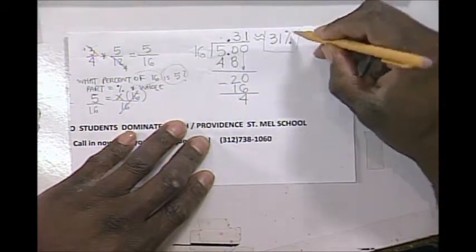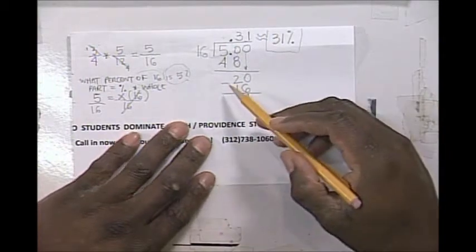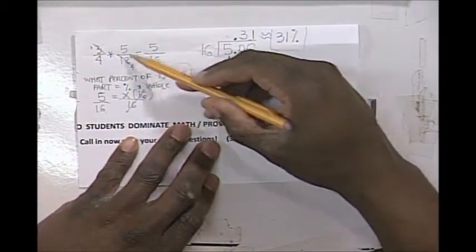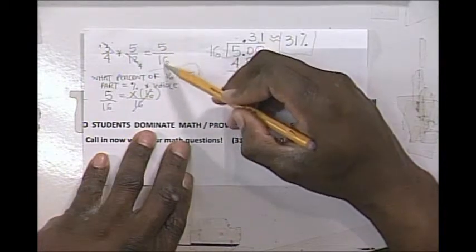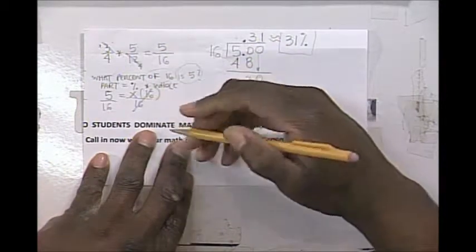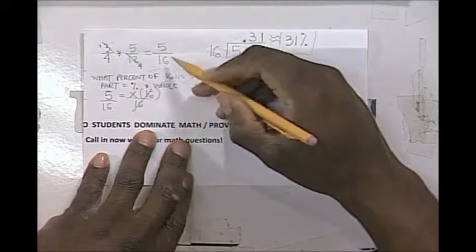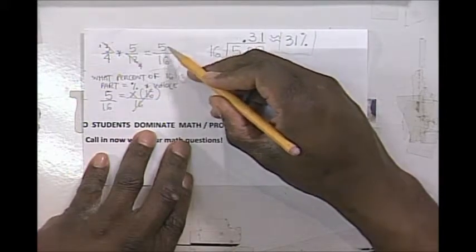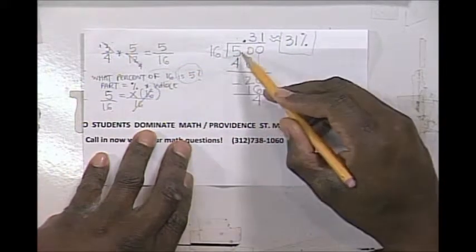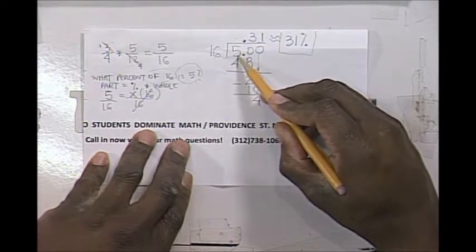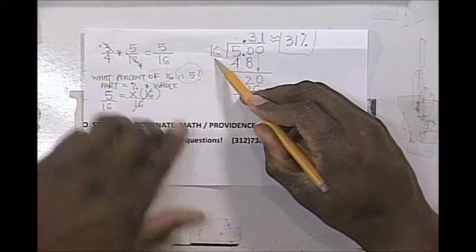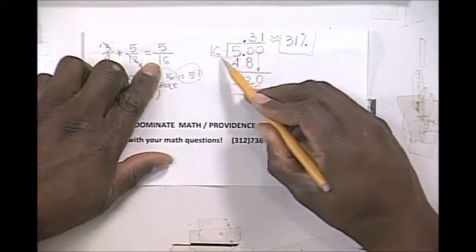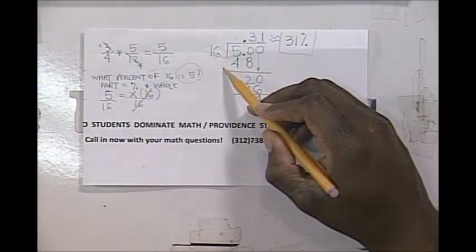31% final answer, okay? So it sounded like you knew how to multiply fractions. You knew how to do that. So it sounded like you just wanted to know how to turn a fraction into a percent. And I showed you how to do that. You take the top number and then you divide that by the bottom number. Okay, do you understand? Yeah.